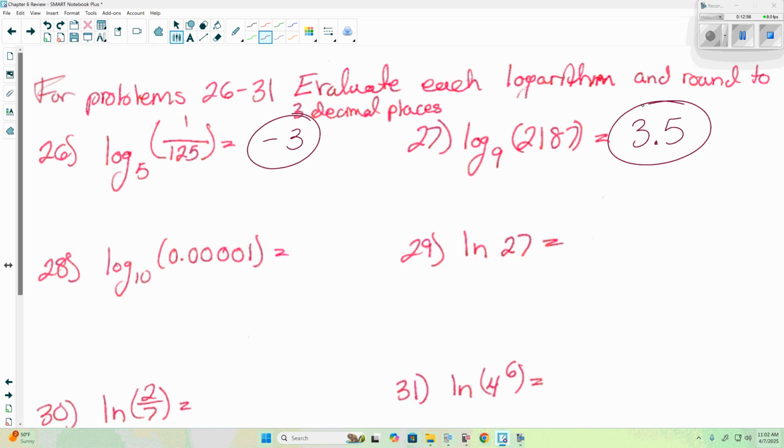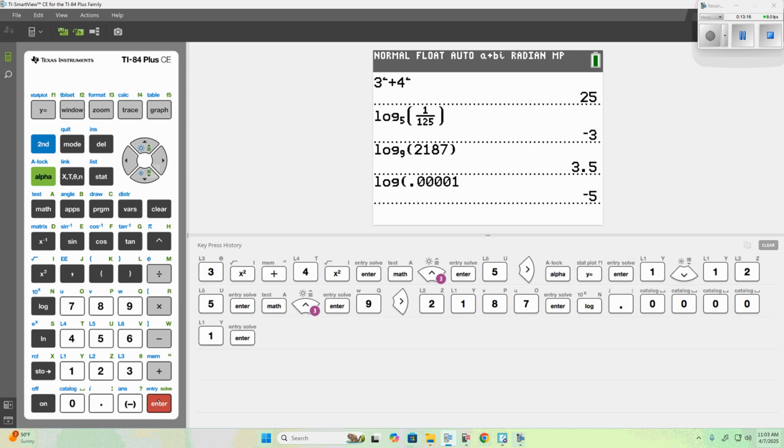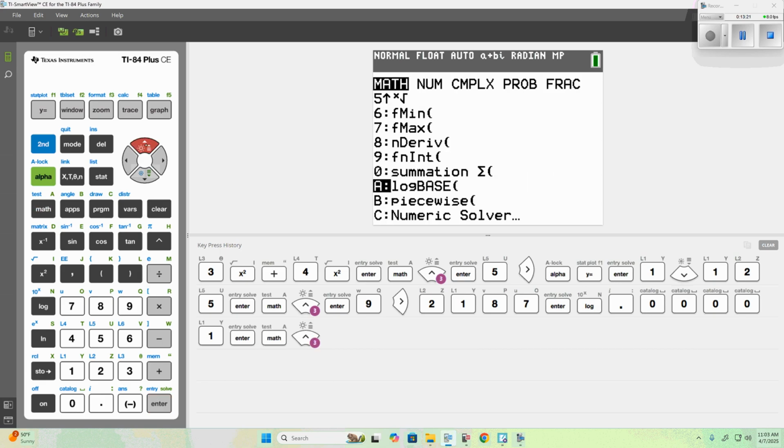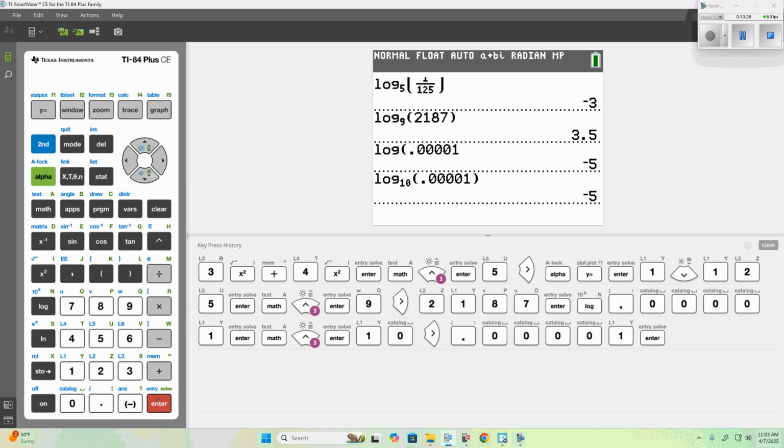28, log base 10 of 0.00001. Base 10 is our common log, yes? So there's 2 ways we can do it. One is I can come over here and hit log of 0.00001, and it'll tell me that it is -5. Now if we wanted to, I could go math, log base 10 of 0.00001, and it will tell me that it's -5.